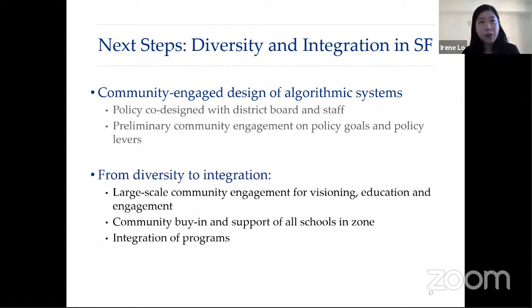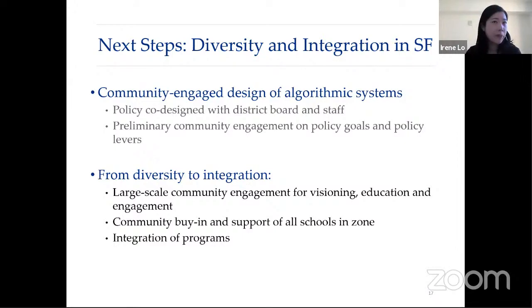And so moving from diversity to integration, we're moving now into a phase of large-scale community engagement for visioning what these zones could look like and for educating and engaging families and how they can make such a policy work for them. And as I said, we really need community buy-in for the policy. And we also need community support of all the schools in the zone if we want to ensure that every school is a school that people want to go to.